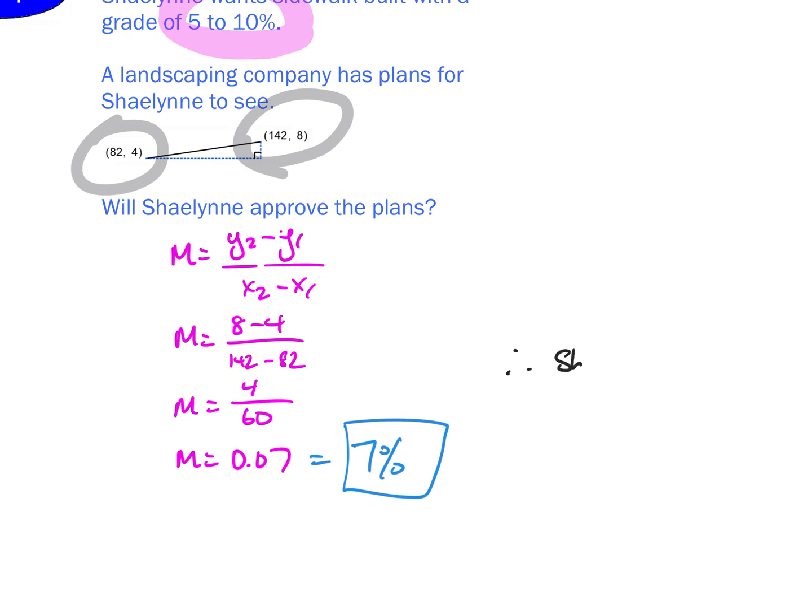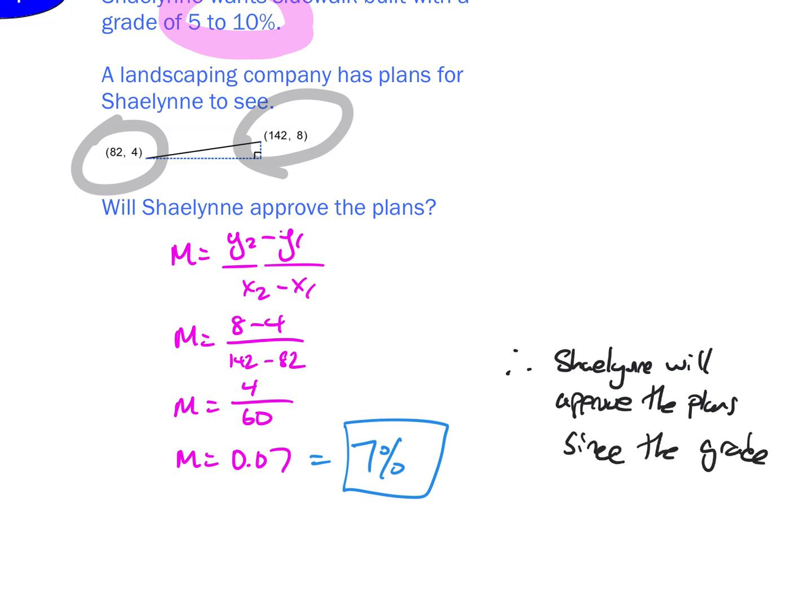Therefore, Shaylin will approve the plans since the grade is between 5% and 10%. So that's all we have to do in this question.